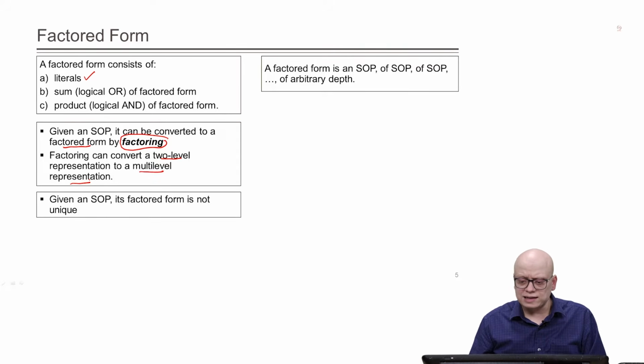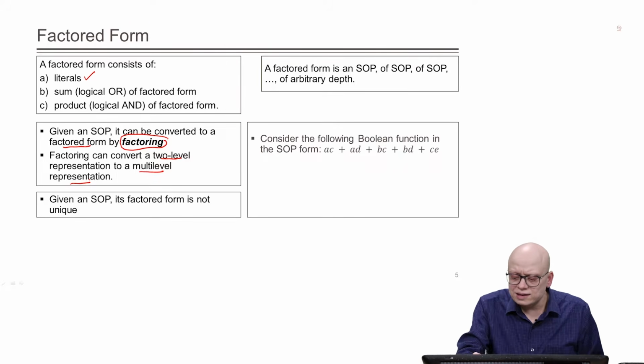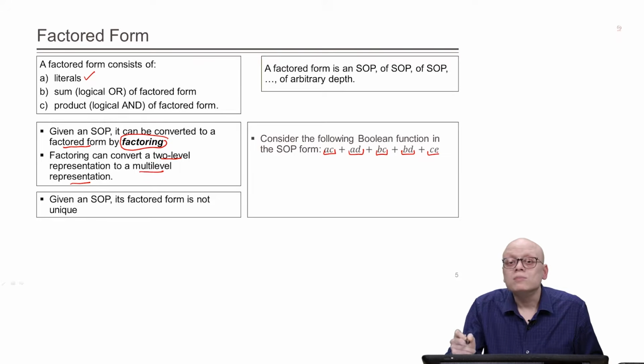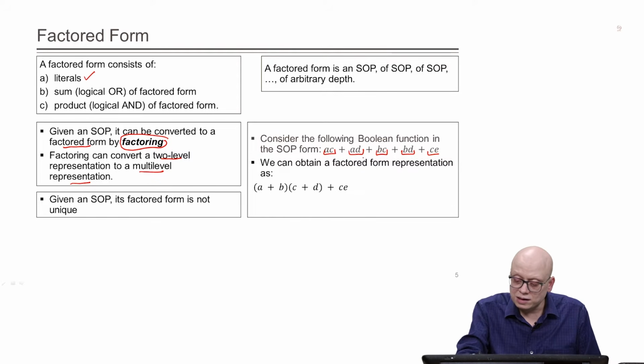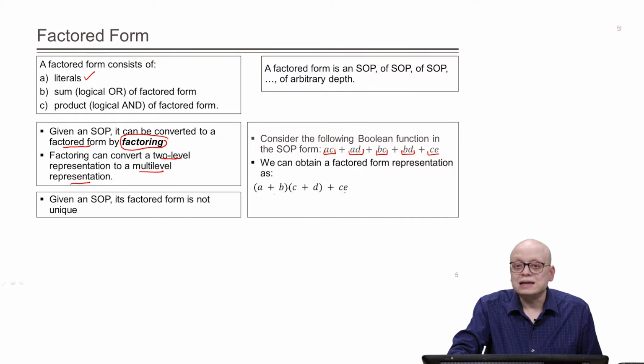Okay. Let us take an example. Suppose we take an SOP, that is the sum of product. So, these are product terms, and then we are taking the sum, right. So, it is a sum of product terms, right. Now, for this Boolean function, we can do a factorization and get a factored form, right. As we factorize it, we get a plus b dot c plus d plus ce, right.